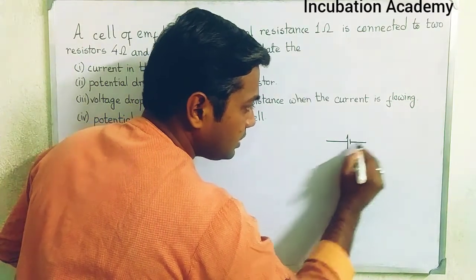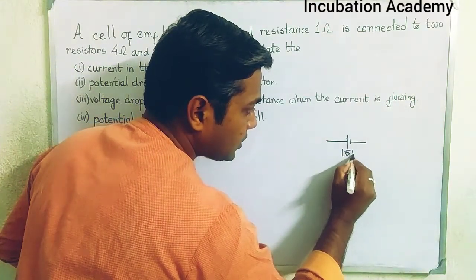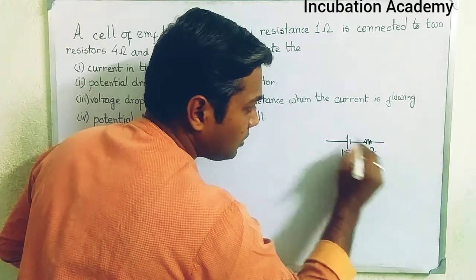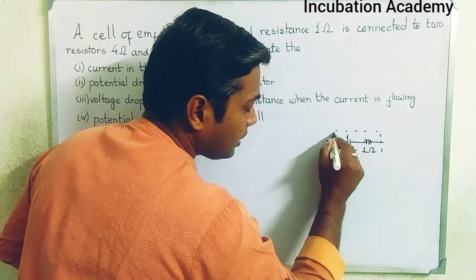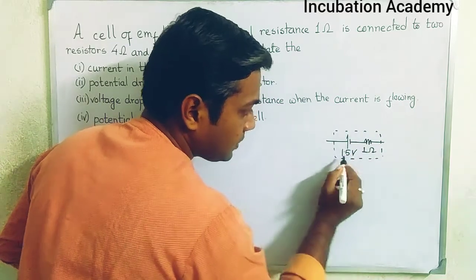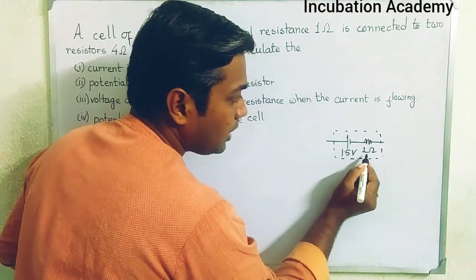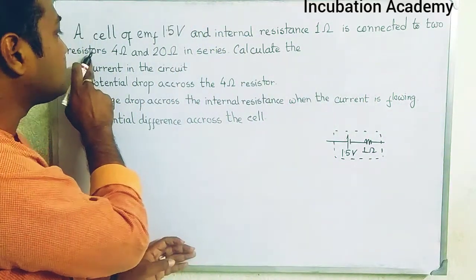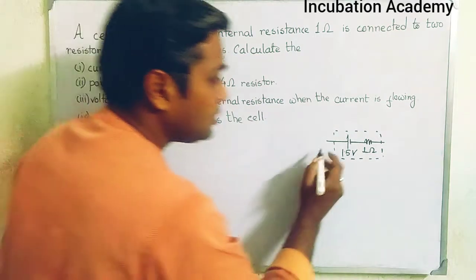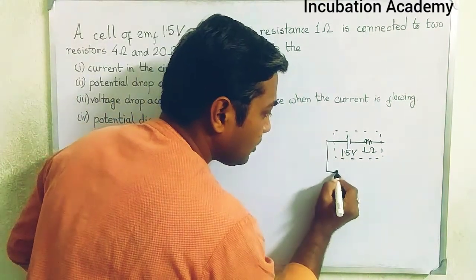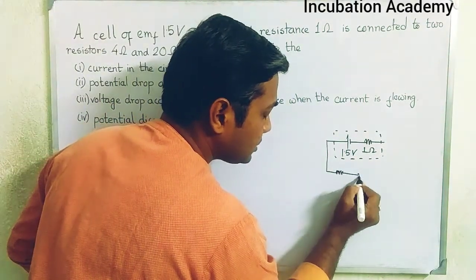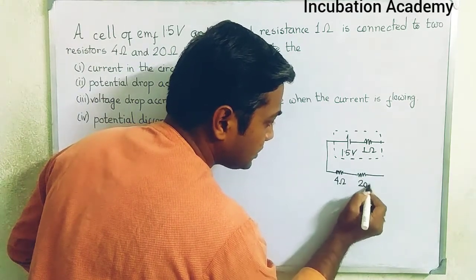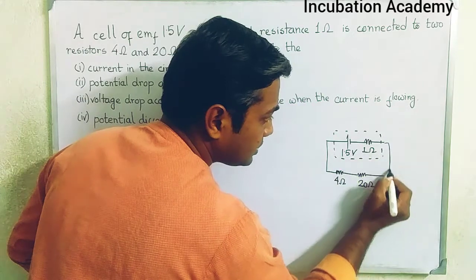This is the cell, its EMF value is 1.5 volt and the internal resistance of it is 1 ohm. So conjugately it becomes the electric cell, EMF 1.5 volt, internal resistance 1 ohm. This is connected to resistors 4 ohm and 20 ohm. So I am just connecting this 4 ohm and 20 ohm, and these two resistors are in series. So this is 4 ohm and this is 20 ohm. These two are in series.